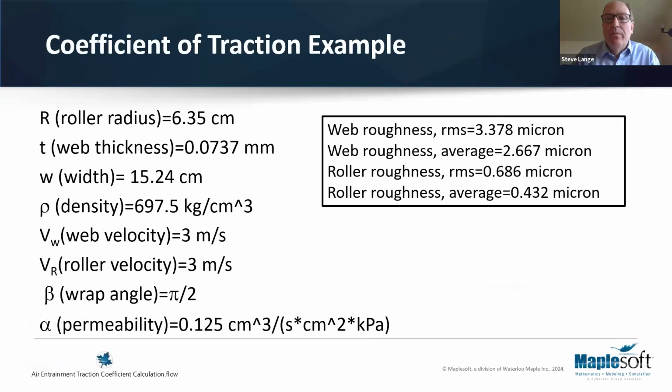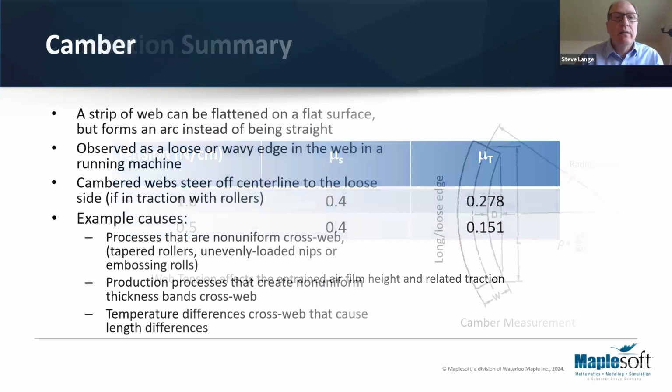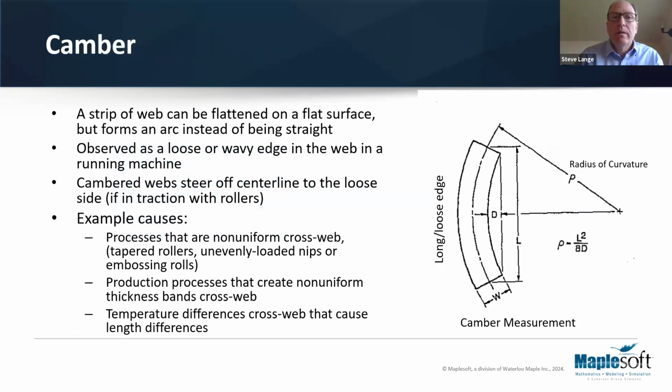This was our example with the various roughnesses and the inputs. And this was the summary showing the difference in traction as a function of the tension. But you could also in that equation put in different roller sizes, different velocities, play lots of what if games.